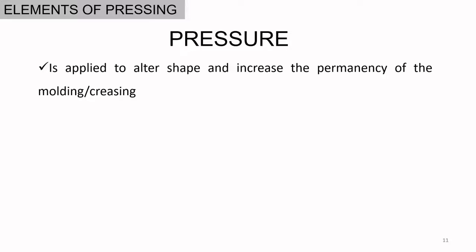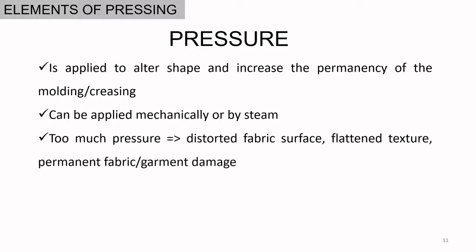After talking about heat and steam, we will now talk about pressure. Pressure is applied to alter the shape and increase the permanency of the molding or the creasing. Pressure can be applied mechanically or by steam. Mechanically, how the pressure is applied is something known to us, but how pressure is applied by steam is something we will discuss in the subsequent slide. For now, pressure can be applied mechanically or by steam.